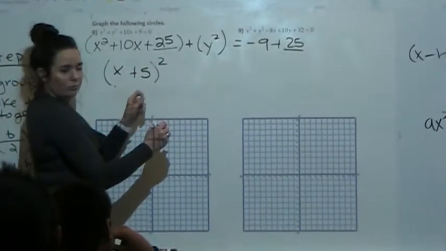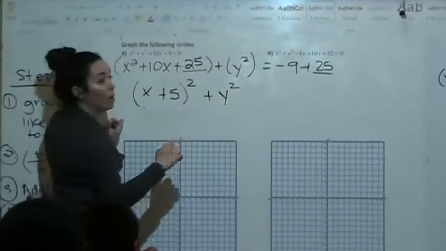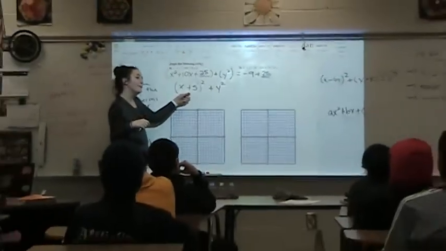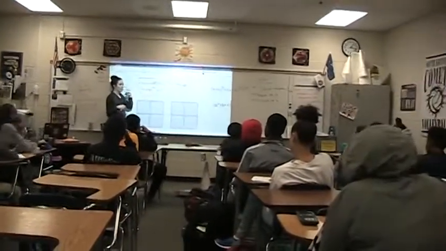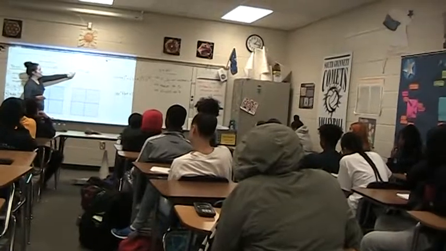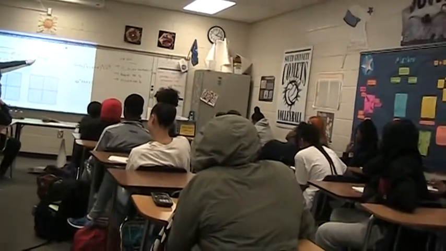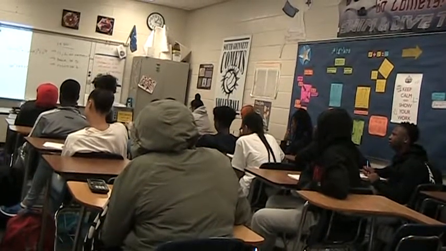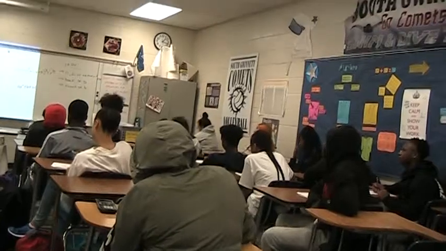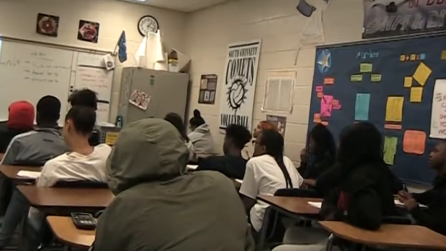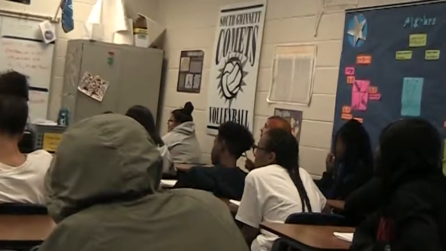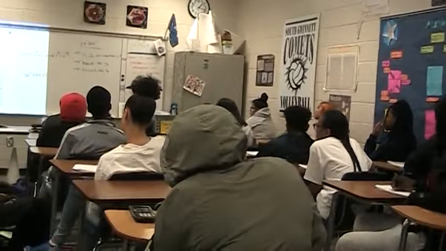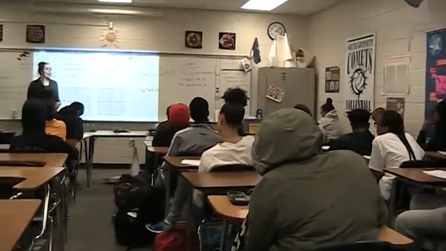No. Where did the 10 go? Somebody explain to me, where did the 10 go? It was divided by 2. So over here, what can I do? Subtract. So what's negative 9 plus 25? 16. Does that look better? Can you tell me what the center is? Center is negative 5, 0. What's my radius? 4.